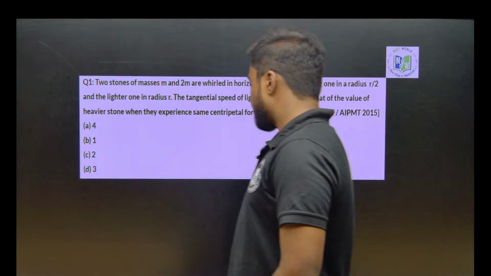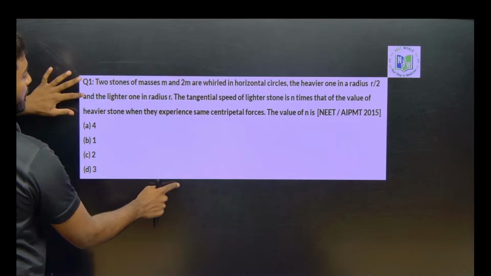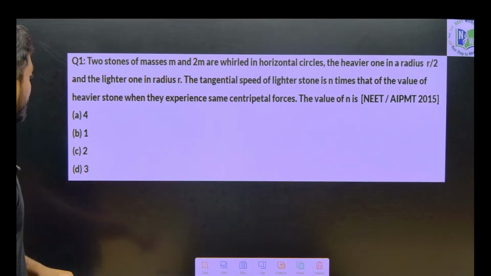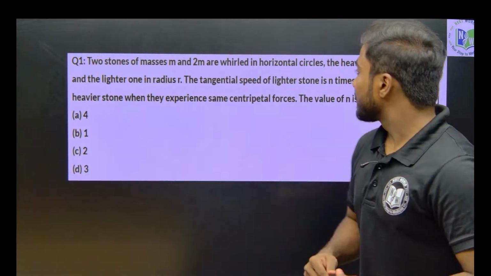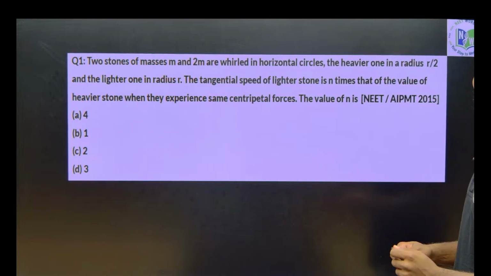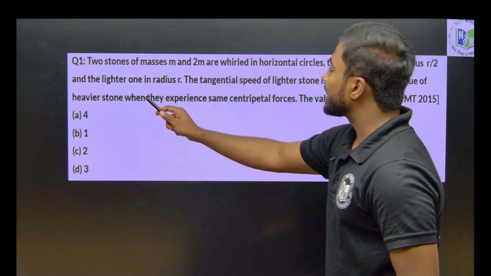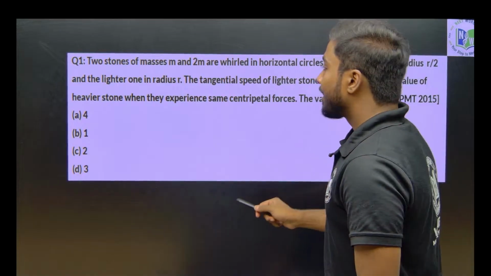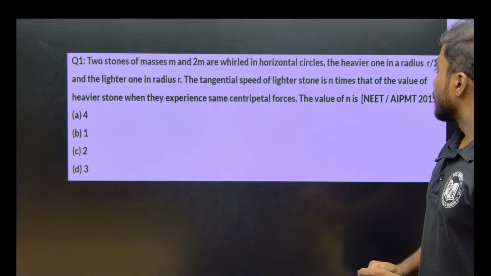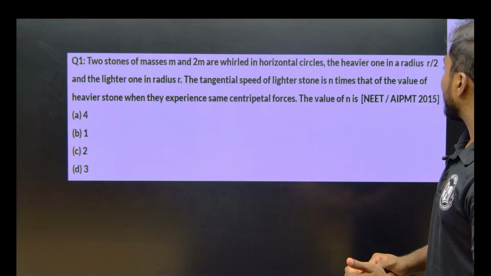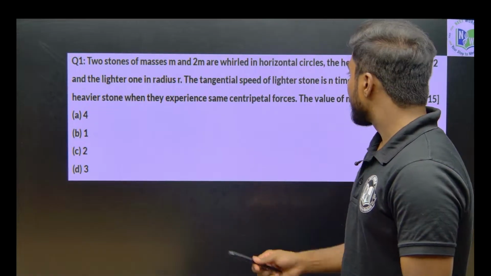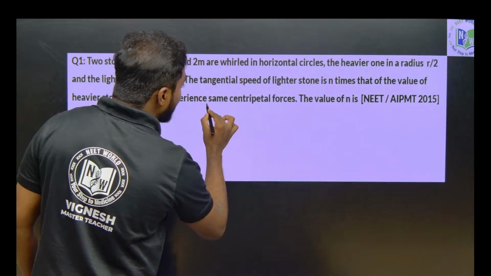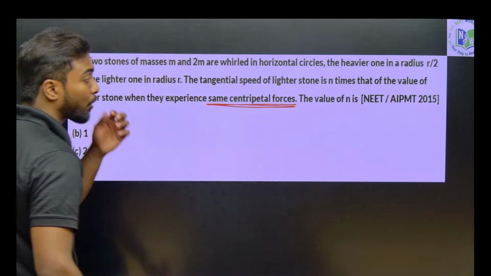Next question. I will zoom it out a little bit. Yes, it's fine now. Two stones of mass m and 2m are in a horizontal circle, the heavier one in a radius of r by 2 and the lighter one in a radius of r. The tangential speed of the lighter stone is n times that of the heavier stone when they experience the same centripetal force. So the given thing is the same centripetal force. The value of n is what they are asking.